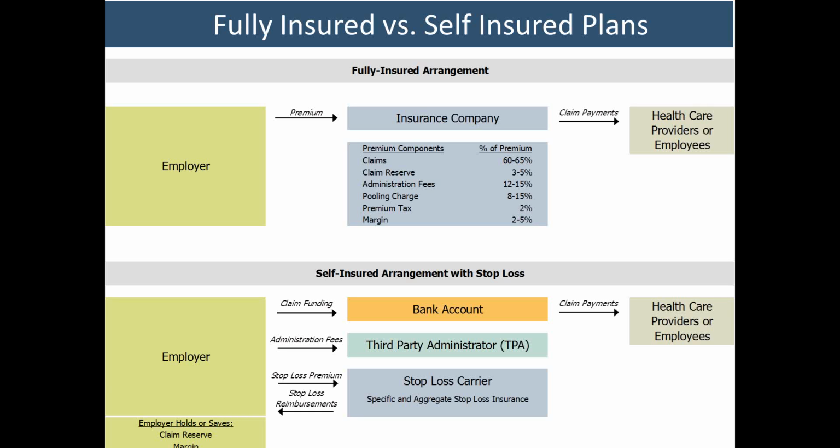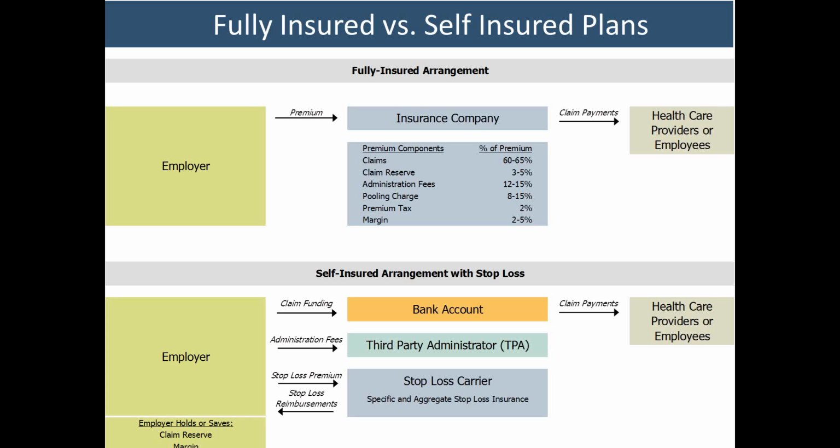Now, what I've shown up here on this chart is what it looks like in a fully insured arrangement compared to a self-insured arrangement. On a fully insured arrangement, I mentioned before that you're going to pay a premium to the insurance company. By paying that premium, you're banking that that carrier will be paying all the claims for you. No questions asked. But here's what's made up of that premium.